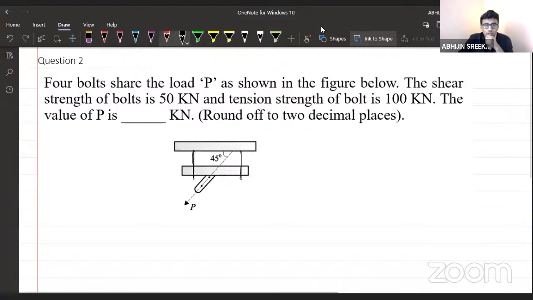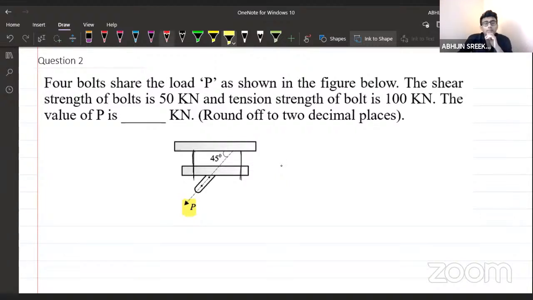Before that, I'll read the question for you once. There are 4 bolts sharing the load P shown in the figure below. This is the total load acting on the bolts. The shear strength of the bolt is 50 kilonewton and the tensile strength of the bolt is 100 kilonewton. The value of P is what we have to calculate. We are not provided with any options, so it's a numerical answer type question.